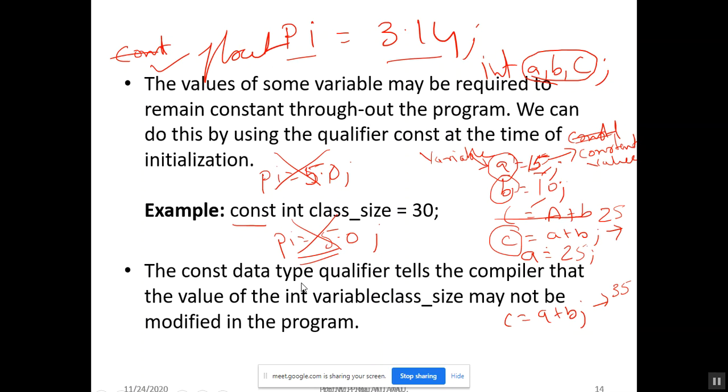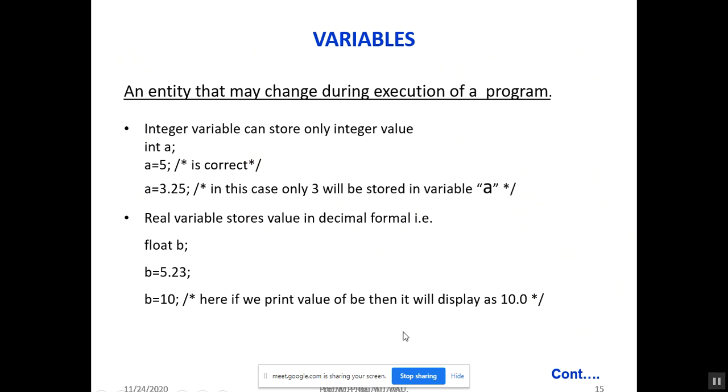The const data type qualifier. The data type of a, b, c is integer; what is the data type of this one? Float. So the const data qualifier tells the compiler that the value of variable pi may not be modified in the program, or will not be modified, or should not be modified in the program. Instead of may, values should not be modified in the program.